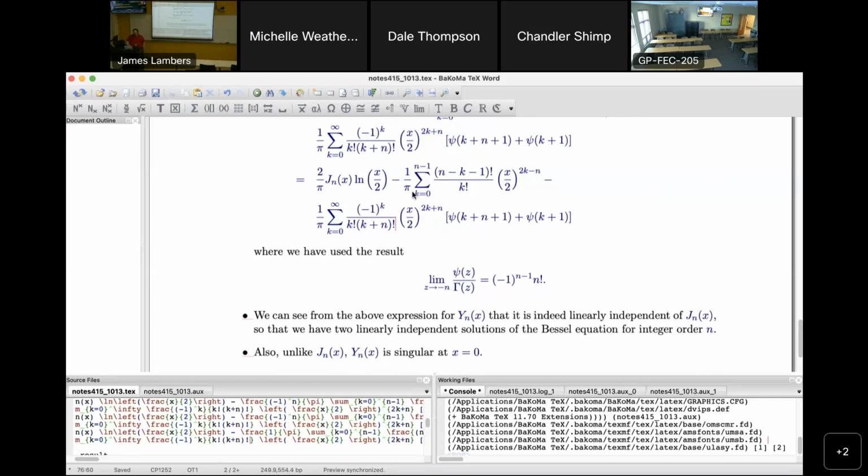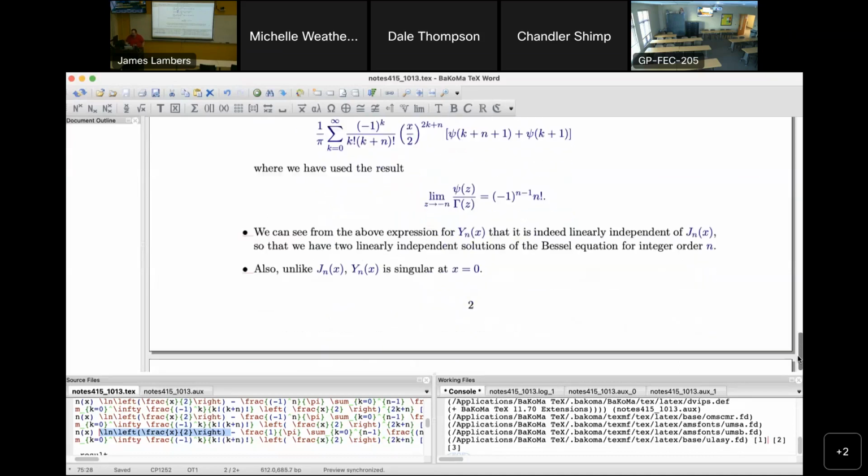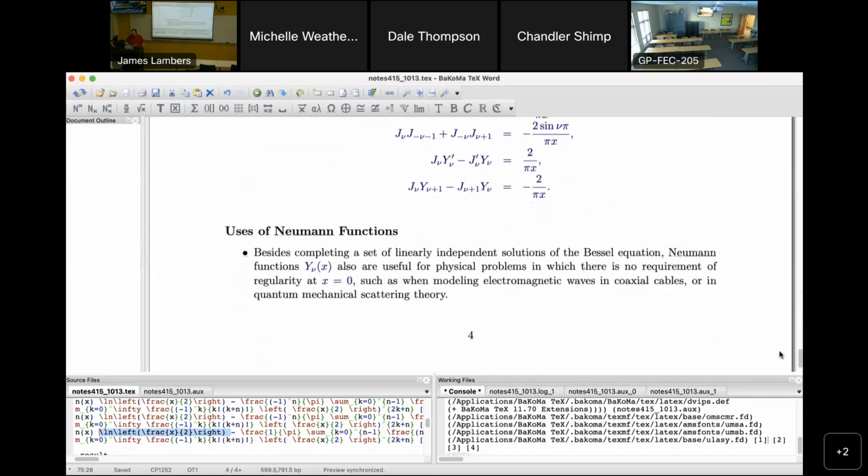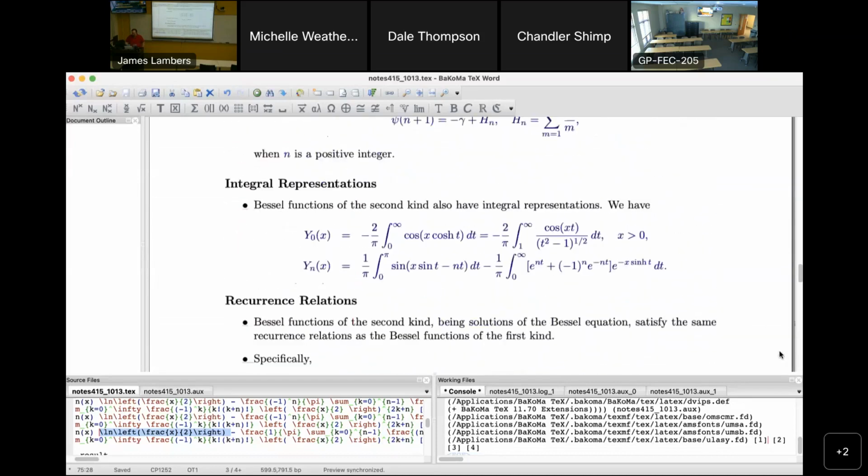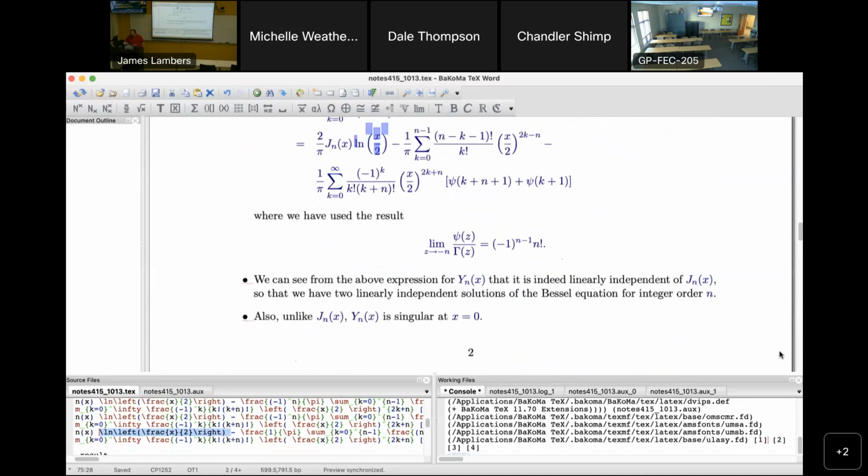And if we look at what happens at x equals 0, this Bessel function of the second kind is undefined at x equals 0 because of this log being undefined there. So the Bessel function of the first kind is well defined at x equals 0. The second kind is singular. There's not much else left. It should be easier to get through than what I just did.